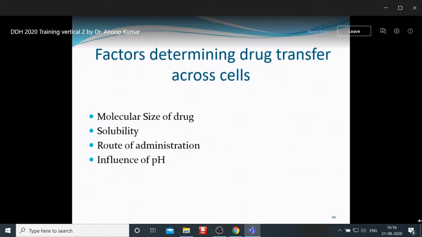Influence of pH. pH also plays a significant role in the absorption of the molecule. As I hope many of you know, weakly acidic drugs in acidic media absorb faster due to their predominantly unionized form, whereas weakly basic drugs are absorbed from the intestine. So it depends upon the molecules.